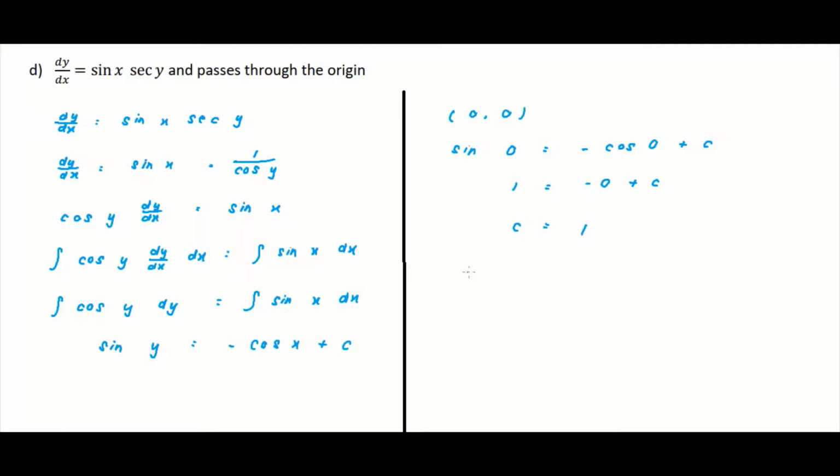Okay, so let's rewrite it. You have sine y equal to negative cos x plus 1. In this case, it's fine to leave it in this form. It's not necessary to change it to sine inverse, so it's fine for trigonometry. But please make sure that if you are not given anything here, then you might need to further simplify it. Alright, so move on to E.